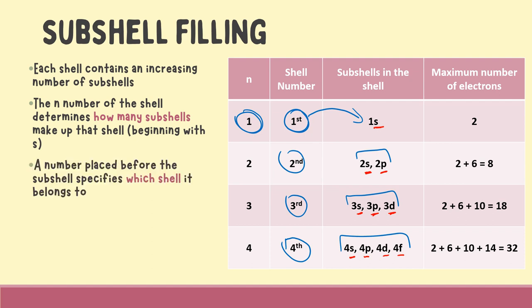The number in front of the subshell just tells us which shell that subshell is a part of. So this 1s here means we're an S subshell in the first shell. And this 4d down here means we're in the fourth shell, and it's a 4d subshell.